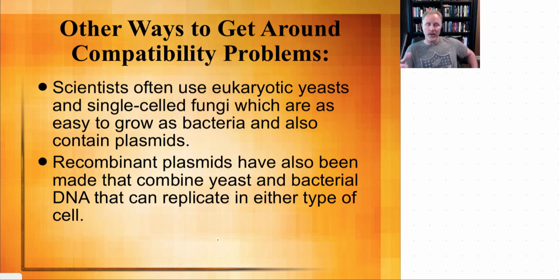You can take those recombinant plasmids and combine them with yeast and bacterial DNA, and you can get them to replicate in either type of cell. You can put it in a bacterial cell, and the bacterium will express the gene. You can put it into the yeast, and it will express the gene. So there's a variety of different ways to do it, but what I've basically given you there is the basics for how it's done.